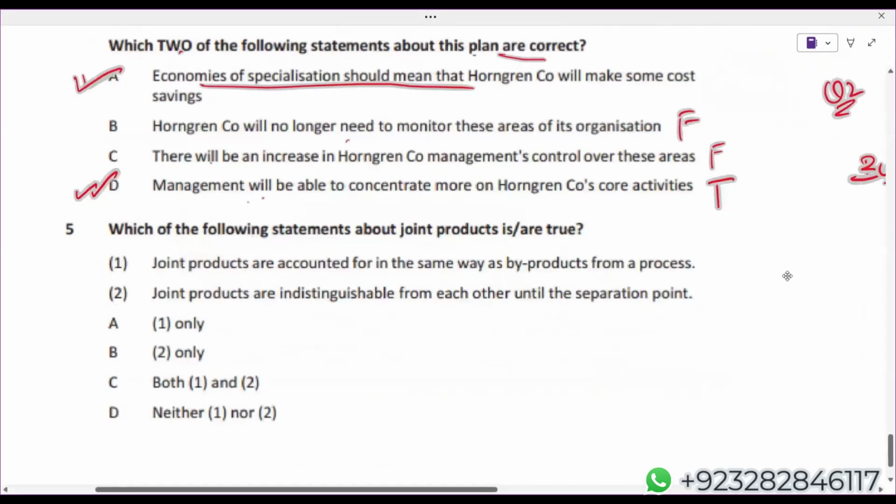Which of the following statements about joint products is true? Joint products are accounted for in the same way as a byproduct. False. Actually, joint products are your main products. A byproduct is not your main product. So significant cost is incurred on joint products, and they are not accounted for in the same way. I'm not running my business for the byproducts. Basically, the main products are joint products. Joint products are indistinguishable from each other until the separation point. That makes sense. Basically, joint products will be separated at the split-off point. Before that, they cannot be separated because they are joint.